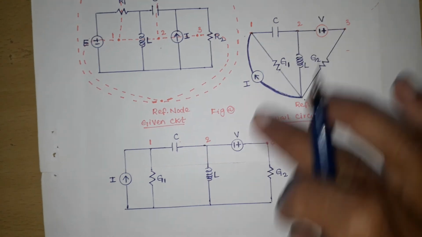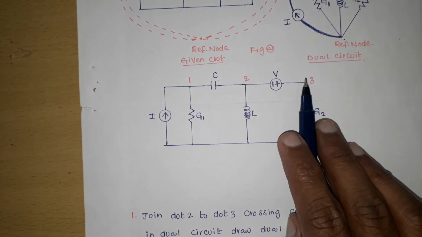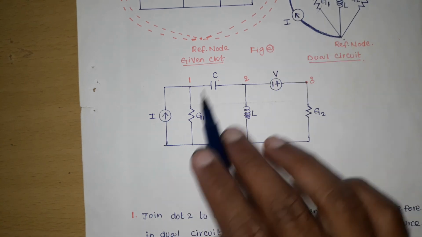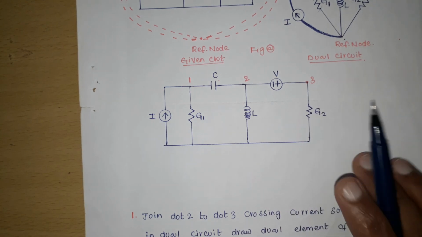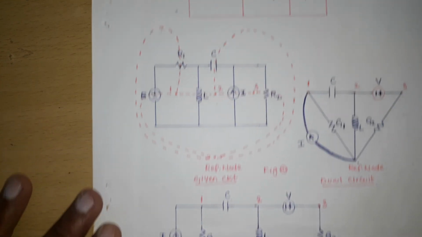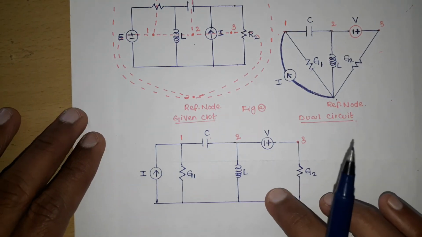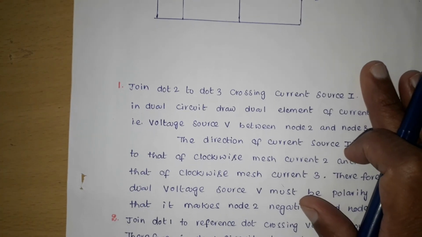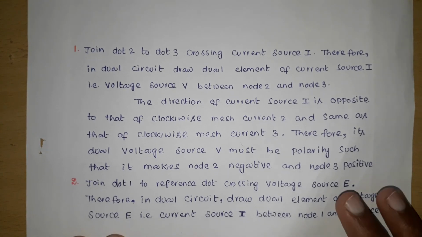So we can redraw this circuit like this. Current source, first node, second node, third node and a reference node, and I1 is a current source here, G1 conductance, capacitor, inductor, voltage source and G2. So this is the dual circuit for the given original circuit. For this circuit, this is the dual circuit. So this is the procedure which we followed to get that dual circuit.